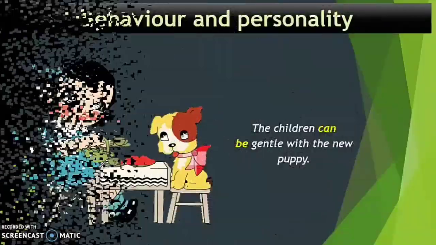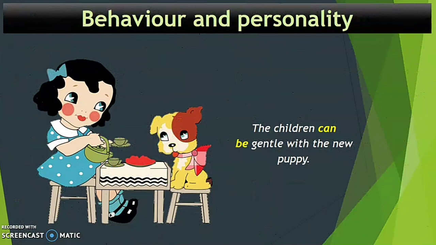The next use is to indicate behavior and personality. We can use be to talk about different types of behavior. Over here in the example, the children can be gentle with the new puppy. Another example, he was always nice to me.